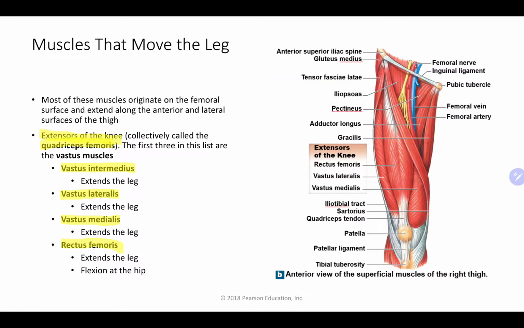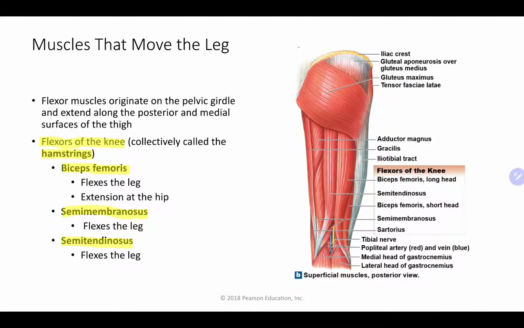You have muscles that will extend the knee. These are those quadriceps femoris muscles, and these are going to be those vastus muscles and the rectus femoris. Again, the quadriceps muscles are going to be the vastus intermedius, the vastus lateralis, the vastus medialis, and the rectus femoris. These will all help to extend. These are extensors of the knee, these three vastus muscles and this rectus femoris muscle.